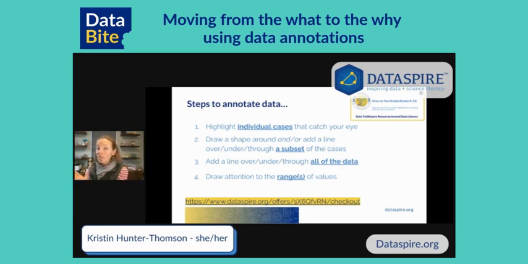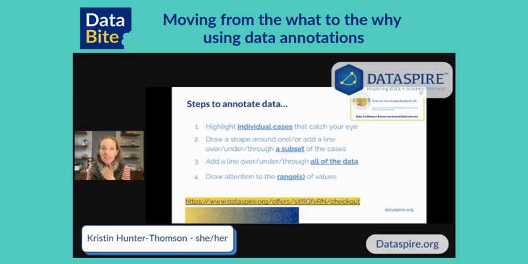Moving along on this progression also is what we need to get at the why. So if we're stuck on the what, if we're focused on the what, and we're trying to move to the why, using these annotations can be another good step. So that question of, they're just focused on describing individual data points, great. They're here. They're on this first step of highlighting individual cases.